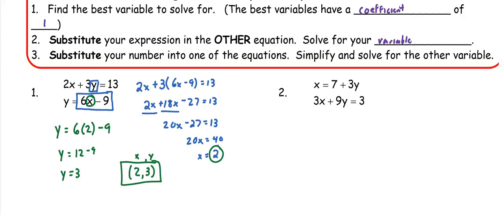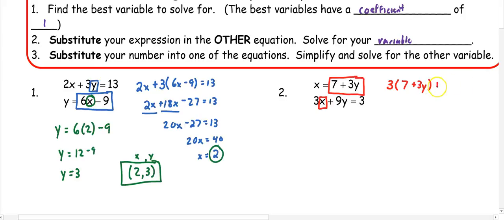Number 2, we have x equals 7 plus 3y and 3x plus 9y equals 3. So this time we have an x equals. So we're going to box what x is equal to, and we're going to box x in the other equation and substitute. So we now have 3 parentheses 7 plus 3y plus 9y equals 3. So everything else stayed the same except we replaced x with what we boxed.